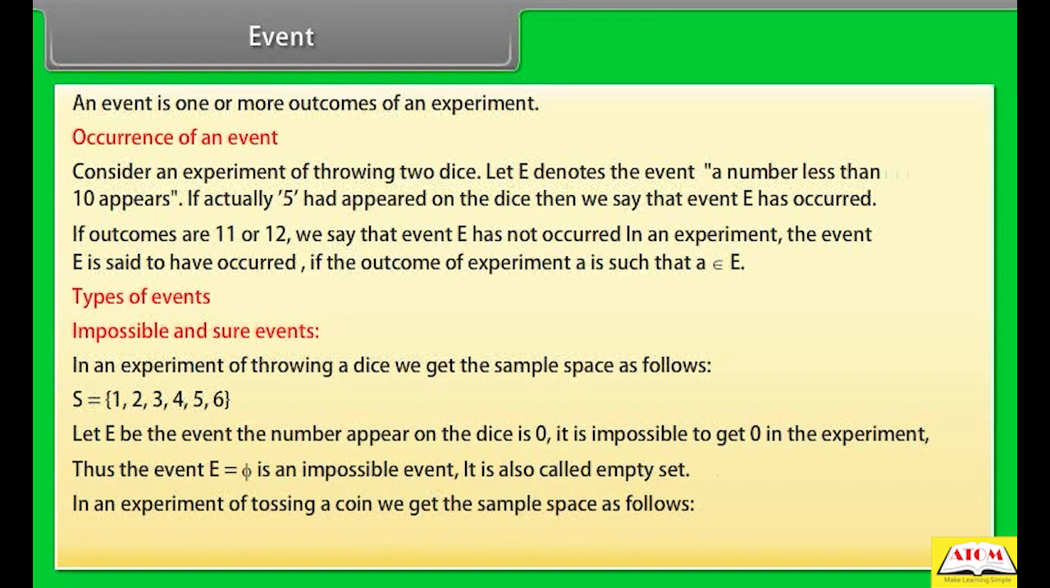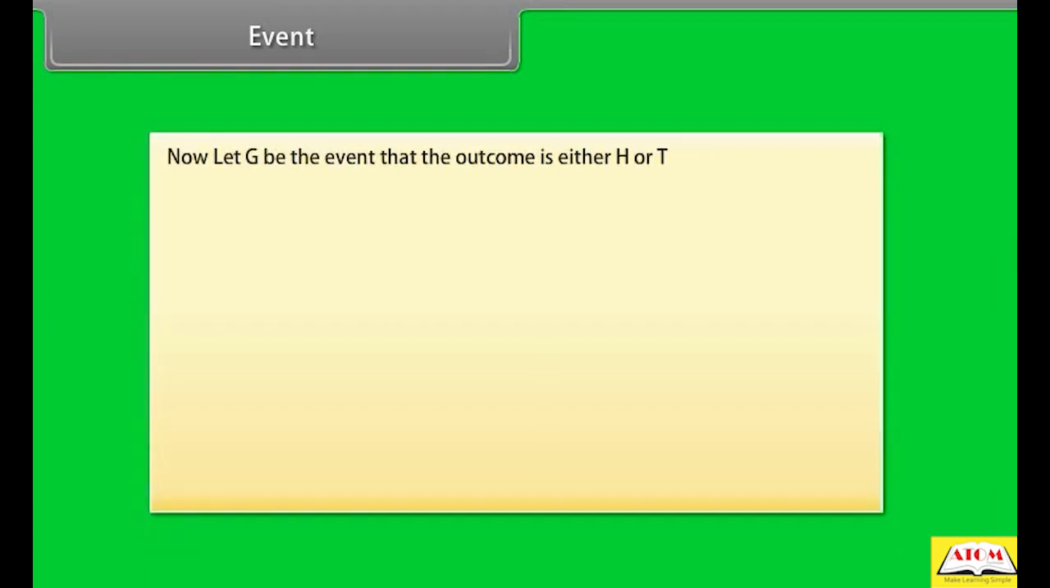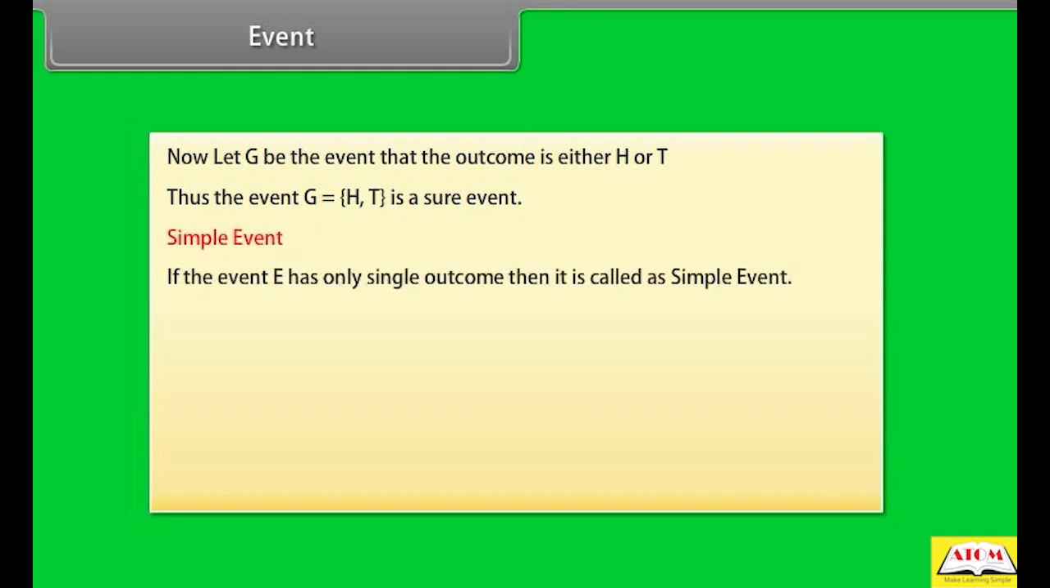In an experiment of tossing a coin, we get the sample space as follows. S is equal to H, T. Now let G be the event that the outcome is either H or T. Thus the event G is equal to H, T is a sure event. Simple event. If the event E has only single outcome, then it is called a simple event.